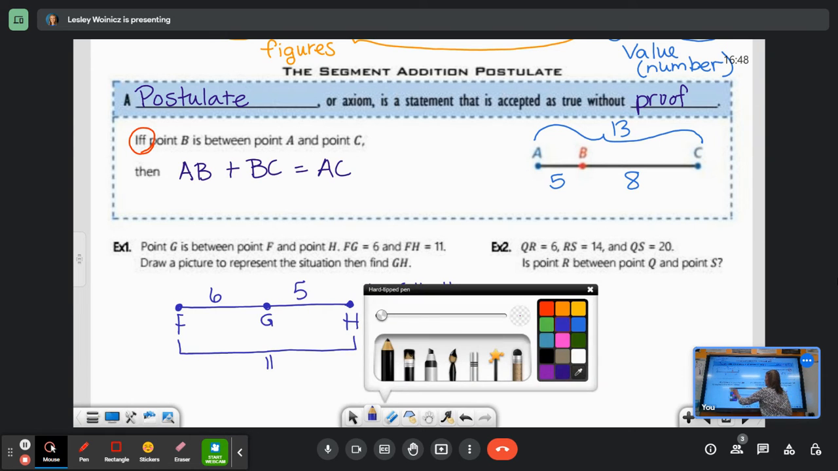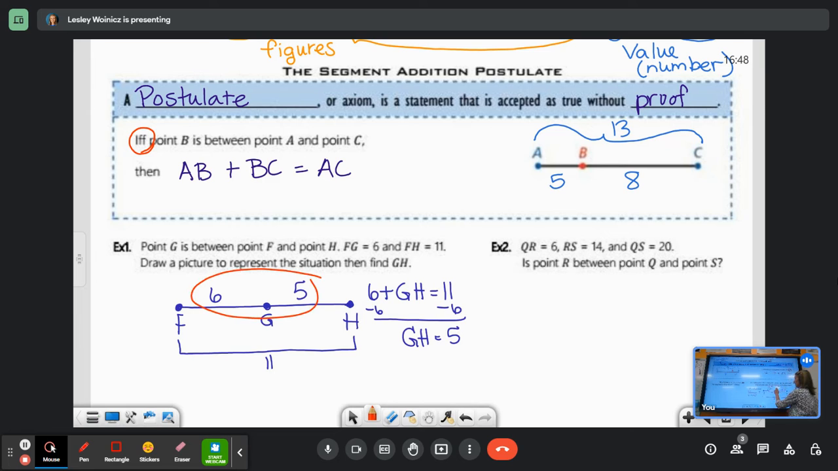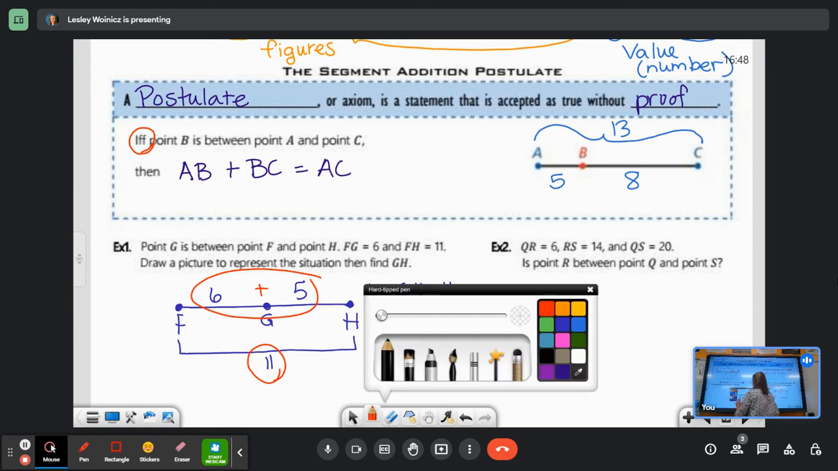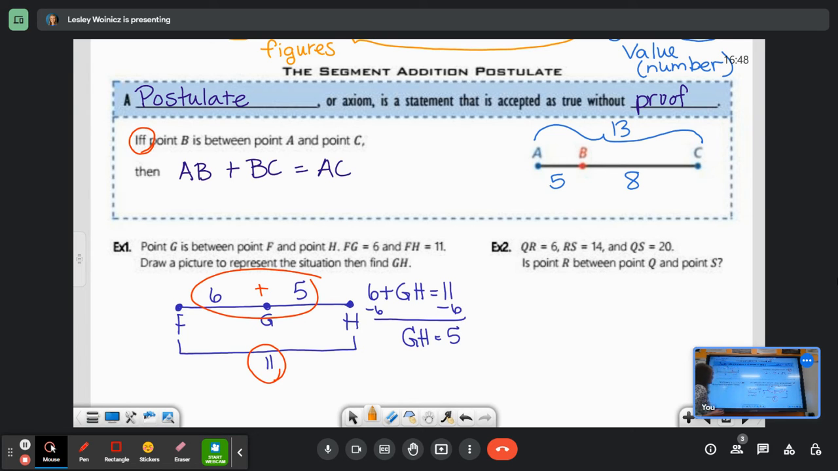Okay, and sure enough, if I take 6 and 5, add them up, I get 11. All right, look at example 2. It says that QR is 6. The measure of segment RS is 14, and the measure of segment QS is 20. So we want to know, is R between point Q and point S?